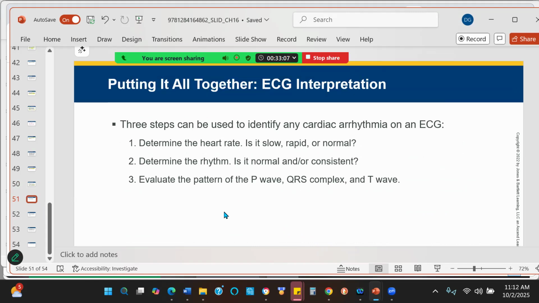So here are 3 simple steps to help you with this as you're learning it. I'm actually going to send you a full set of cardiac rhythms that I have collected over the years, and they're great ones. They're really clear, easy to make sense of. I'm going to send those to you. Is the heart rate rapid, slow, or normal? Is it a rhythm that is normal, or is it inconsistent? And then evaluate the pattern of P, QRS, and T. Are they always connected? If they are, it's a sinus rhythm. If they're not, it's some kind of heart block.